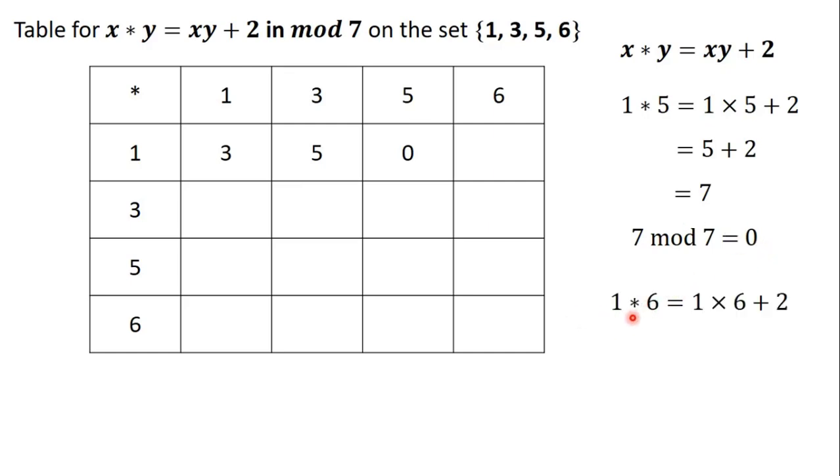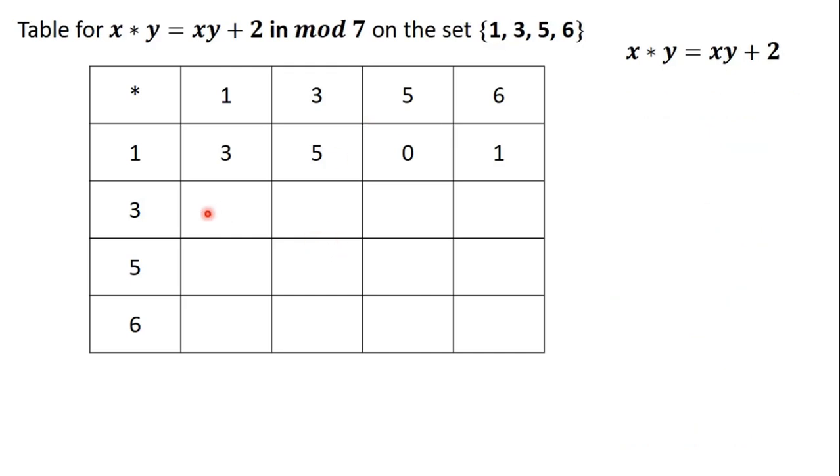The next one is 1 star 6. 1 star 6 is equal to 1 times 6 plus 2. 1 times 6 is 6. 6 plus 2 is 8. You will find 8 in mod 7. 8 mod 7 is 1. Let's move on to the next row.